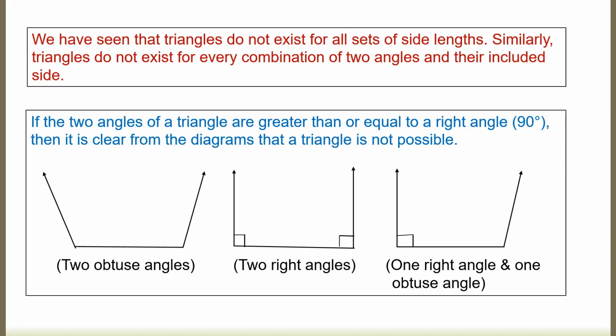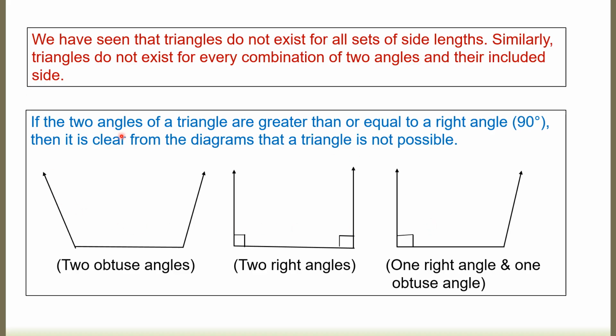We have already seen that triangles do not exist for all sets of side lengths. Only when the sum of any two sides of a triangle is greater than the third side, a triangle is possible. We have already learnt about the triangle inequality. Similarly, in the same fashion, triangles do not exist for every combination of two angles and their included side. Here there are three examples given here.